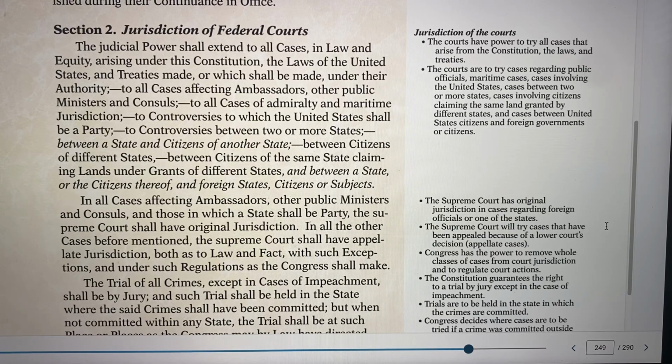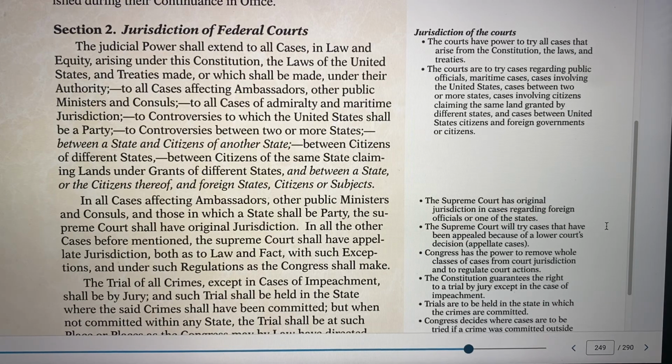So basically they have jurisdiction. That means the Supreme Court. This is not appealing to them. This is their jurisdiction, their first jurisdiction. They try anything to do with the Constitution, anything to do with laws or treaties, anything to do with the maritime cases, that means out in the sea and in the Navy and such, and cases involving the United States between 2 states, or citizens that have land granted by 2 states when there's a state controversy.